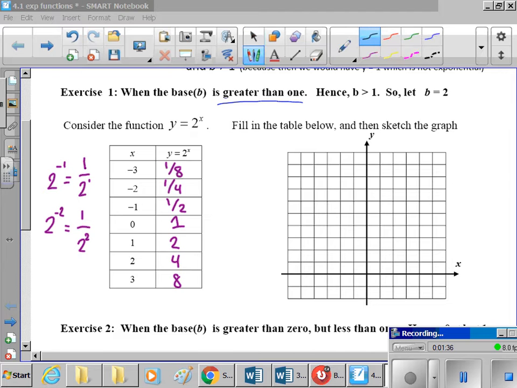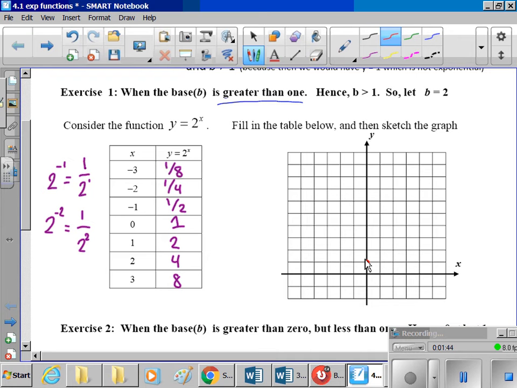All right, so now that we have our table, we can sketch our graph. So let's plot our 0 first. So 0 is going to be 0, 1 here. At 1, we go to 2. At 2, we go to 4. And at 3, we go to 8.